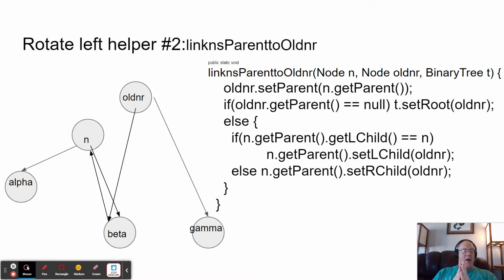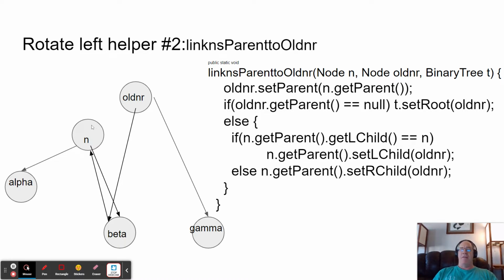There are three helpers to support rotation, whether that's a left rotation or a right rotation. The second of the three helpers, in the case of rotating left, is called link ends parent to old nr. What we're going to do is we have n here. N has a parent, and whoever n's parent is going to instead become old nr's parent.